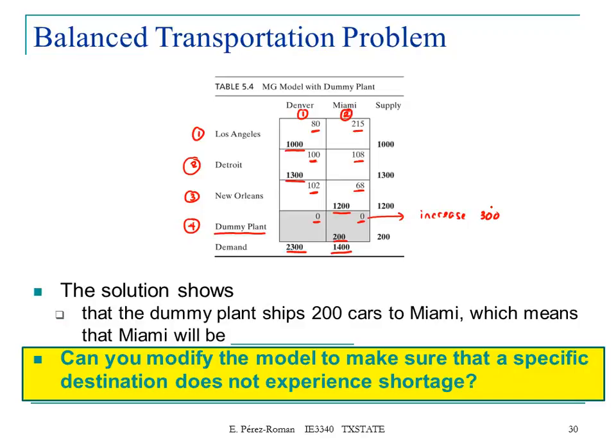Okay, so the answer for this question again: if you want to avoid having 200 units of unmet demand for Miami, you can increase this cost, which right now is 0, to a large number. That will tell the model that now you have a penalty cost. And if you want to avoid that penalty cost, then you need to satisfy the total demand, which is 1,400 for Miami. If you don't satisfy that demand, every unit that you are not able to supply to Miami is going to be penalized with this cost. If you supply all the demand to Miami, then you will not have these penalty costs. Okay? So that's for the case in which you have a larger demand than the supply.